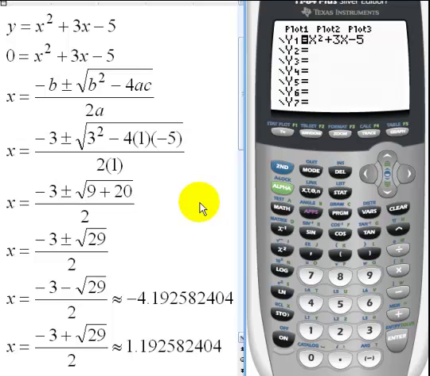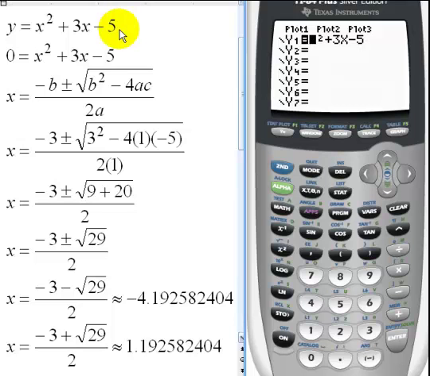In this tutorial video, I want to show you how to find x-intercepts, otherwise known as zeros, on your graphing calculator. Again, you'll notice I have a side-by-side window going on here. On the left-hand side, I'm showing that I'm graphing the equation y equals x squared plus 3x minus 5, and I'm going through the work of finding the x-intercepts analytically, or by hand.